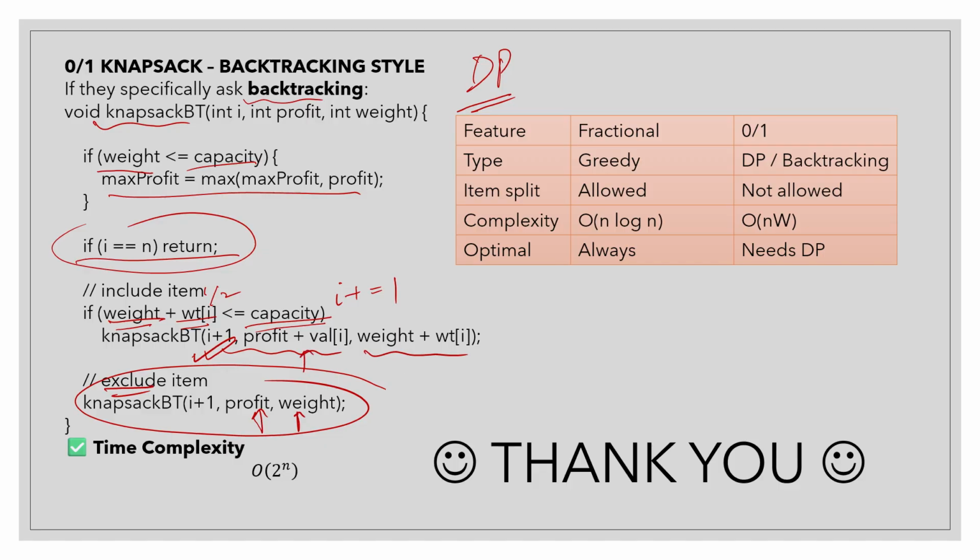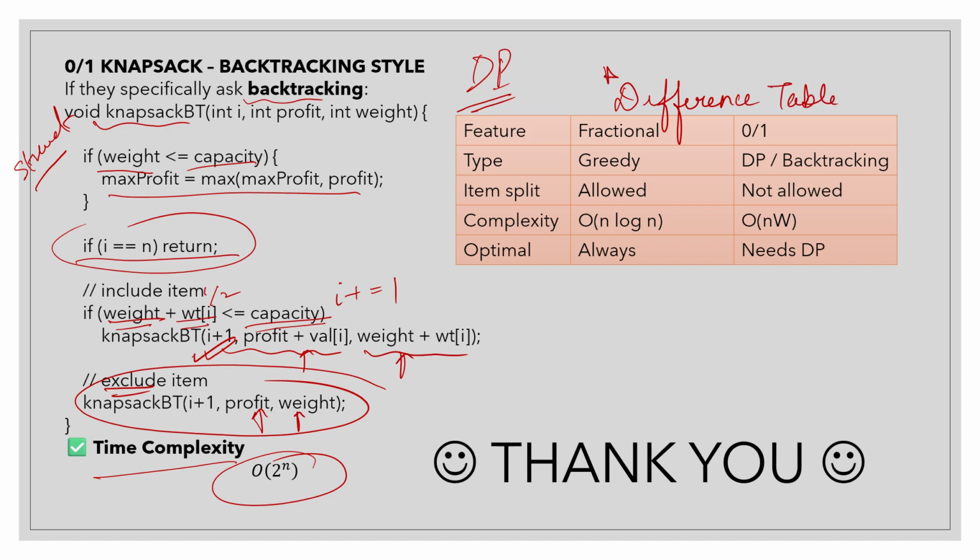Here you can see you have added value of I and weight of I. You can have a structure here also. Time complexity is order of 2 raised to power n in case of backtracking; the DP case is different. Now this difference table is very important. As a 1 or 2 marker, it can be asked as a part: differentiate between fractional knapsack and 0-1 knapsack.